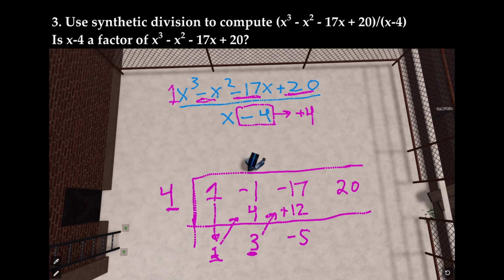And then finally multiply 4 and minus 5. That's going to be negative 20. And 20 minus 20 is just 0. And now we're done with synthetic division.